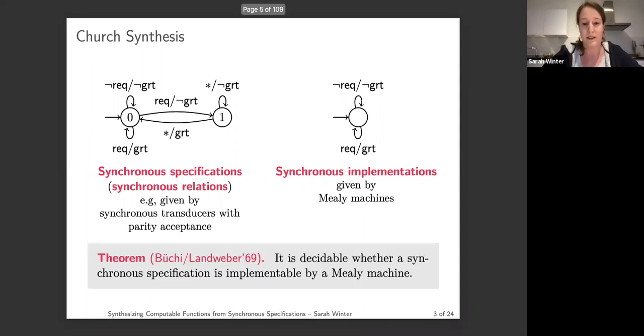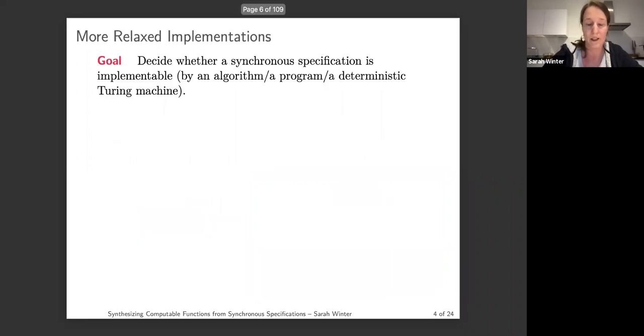Okay, and this setting has long been known to be decidable. It is decidable whether a synchronous specification is implementable by a Mealy machine. And Mealy machines cover exactly the class of synchronous implementations. But what if we have a relation and it turns out it can't be realized by a Mealy machine? Does that mean all hope is lost? No. We can, of course, consider more powerful models than Mealy machines in order to find implementations. And this is the topic of this talk.